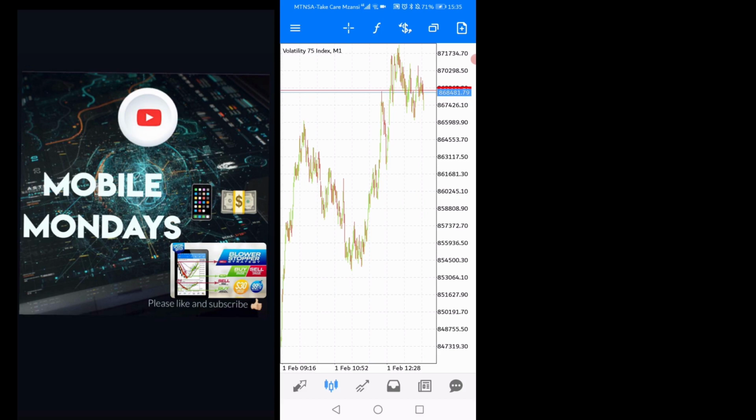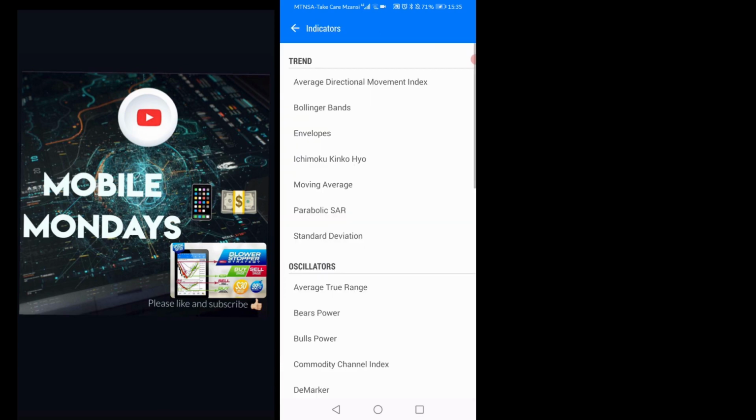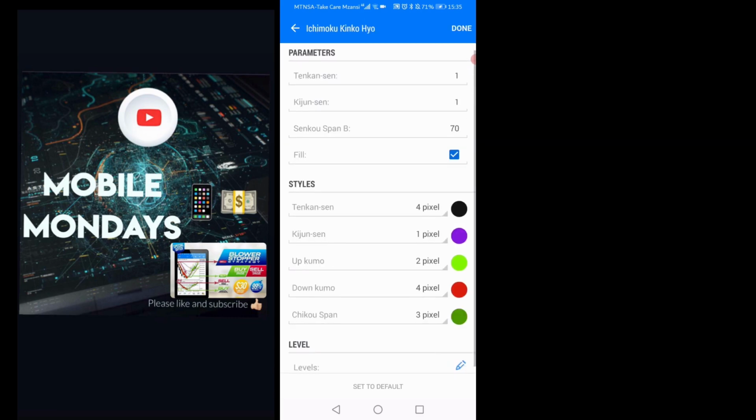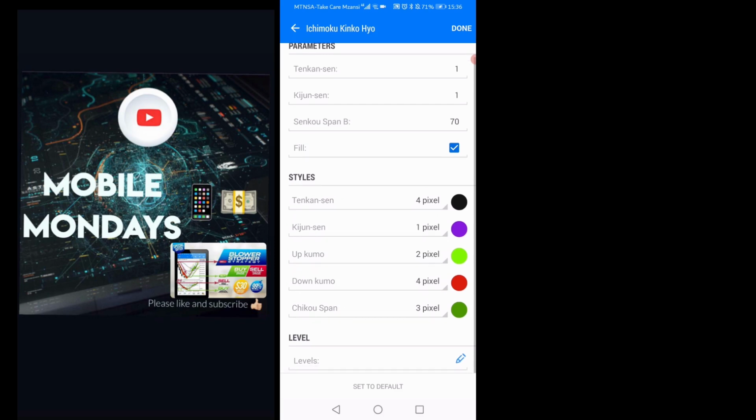Let's dive straight into the settings. The first setting that you're going to add to your phone is called the Ichimoku Kinko Hyo. Exactly the way I have the settings here, you're not going to change anything. You're just going to apply everything that's here. Your Tenkan Sen will be 1, your Kijun Sen will be 1, your Senkou Span B will be 70. Obviously you need to press on fill, so that it can highlight the trend of the market. If it's going up, it will be green, and if it's going down, it will be highlighted as red.